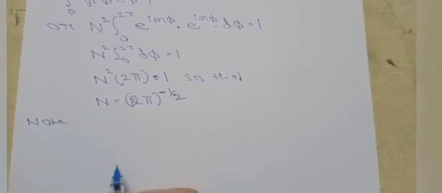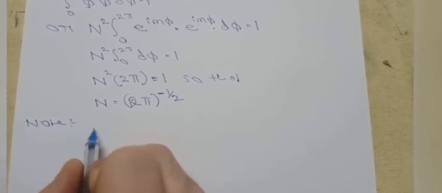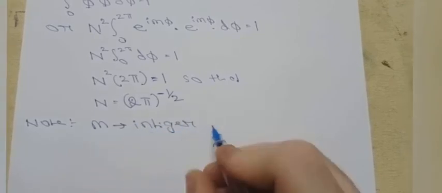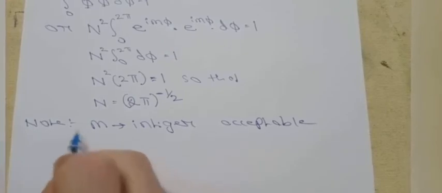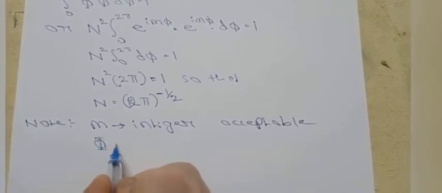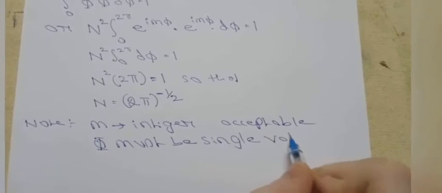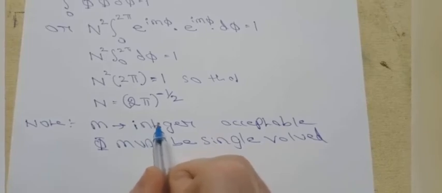So here note that the wave function is acceptable provided m is an integer. If m is an integer, then the wave function is acceptable, and this condition arises because phi must be single valued. If instead of an integer we have other terms, then it may not be single valued.